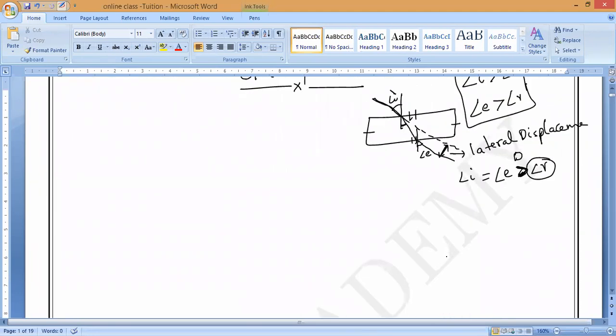If you observe here in the rectangular glass slab, the emergent ray will take place after the second surface refraction. Here one time refraction, and here another time refraction. In total, how many refractions are there in the rectangular glass slab? Two times refractions.